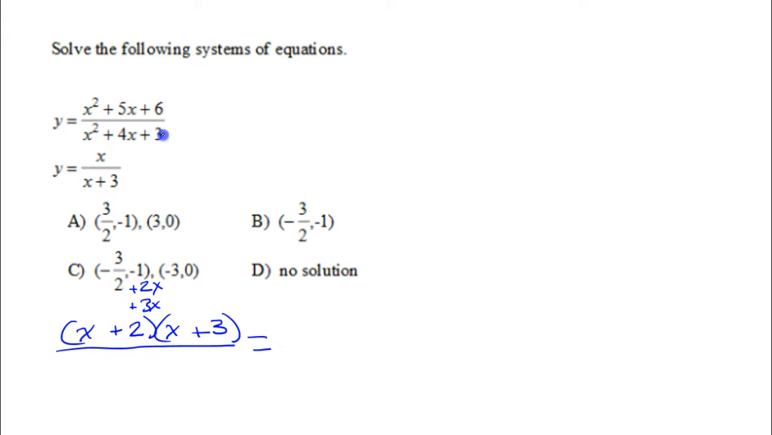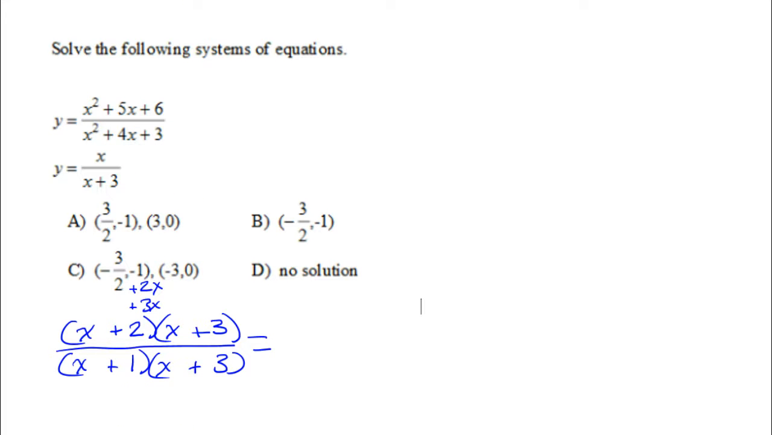So now let's factor the denominator in the same type of way. X squared will be x times x. 3 will be 1 times 3. And inner plus outer equals middle. Inner I have 1x, outer I have 3x. To get a middle of 4x, I need both of these to be positive. So positive and positive. And a positive times a positive is a positive. So this is working.